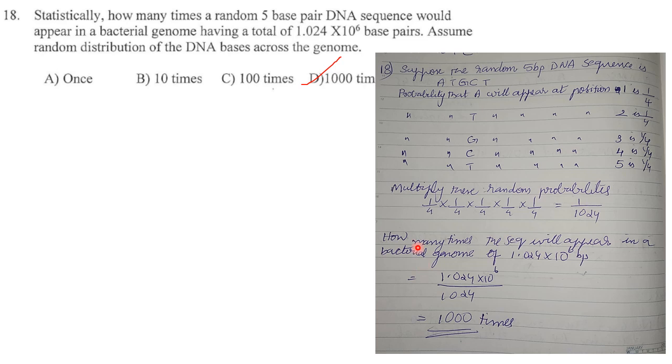Now they have asked how many times the sequence will appear in a bacterial genome of 1.024 × 10^6 base pairs. So divide the size of the bacterial genome by this random probability, 1024. That will be 1000 times. So the answer is option D.